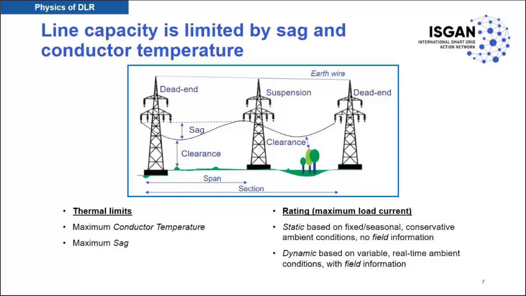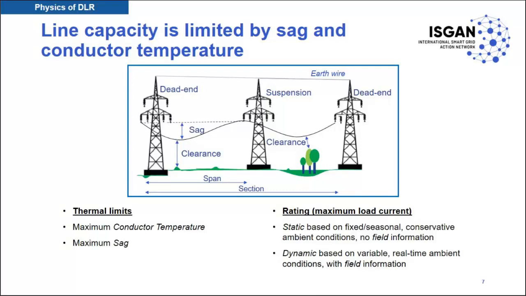So first, the physics of dynamic line rating. How does it work? Dynamic line rating is about operating an overhead line as close as possible to the thermal limits without compromising safety and, of course, without damaging your equipment.